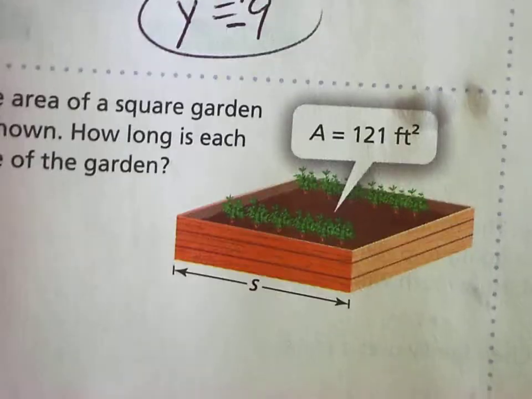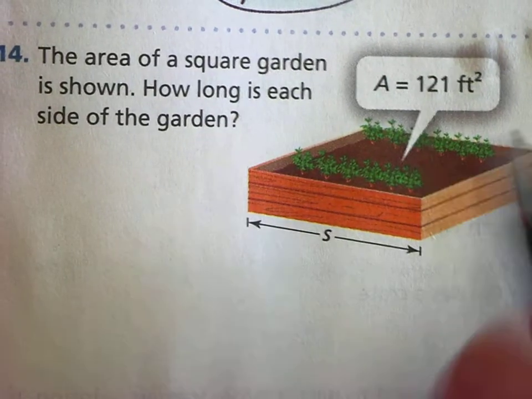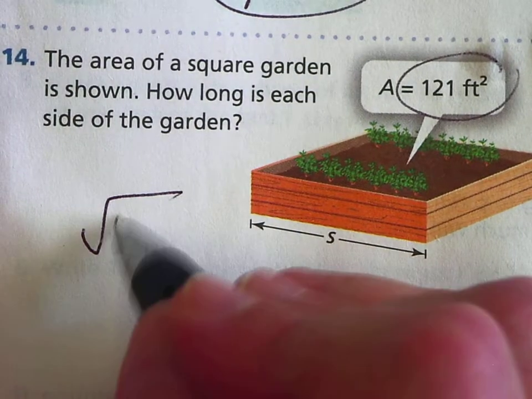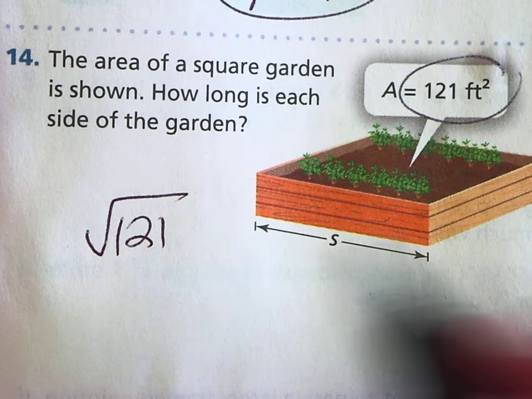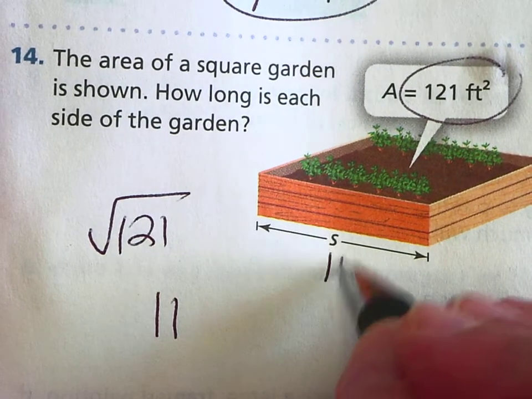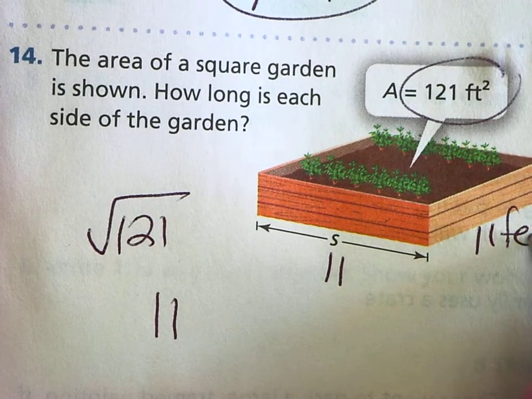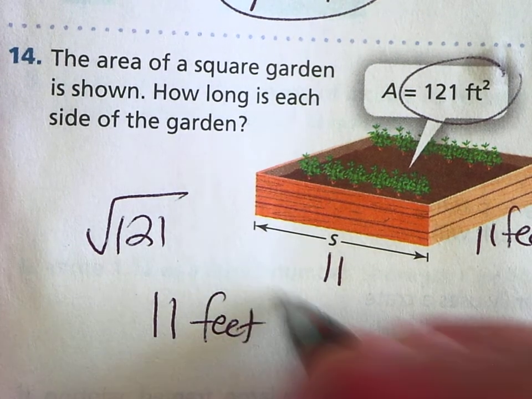Okay, now this is a real life situation. This is a garden, and this is a square garden. That means you're going to square root 121. So the square root of 121 is 11. So that means each side is 11 feet long.